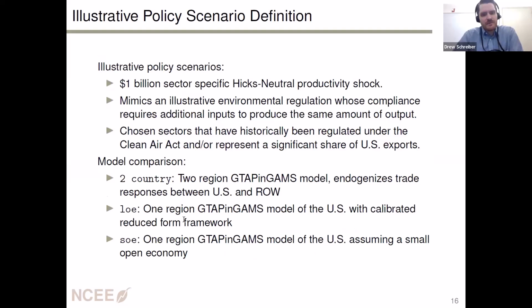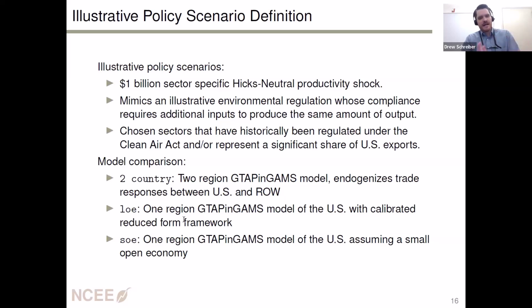So to get into some modeling results, we approach this through some illustrative policy scenarios geared more towards environmental regulatory applications. We look at a $1 billion sector-specific Hicks-neutral productivity shock. These shocks are designed to mimic what an illustrative environmental regulation might look like, where compliance requires additional inputs to produce the same amount of output. In the paper, we choose sectors that have been historically regulated under the Clean Air Act in the U.S. and/or represent a significant share of U.S. exports.